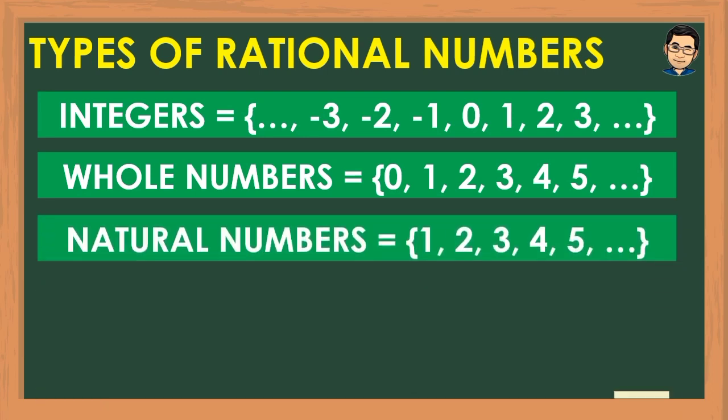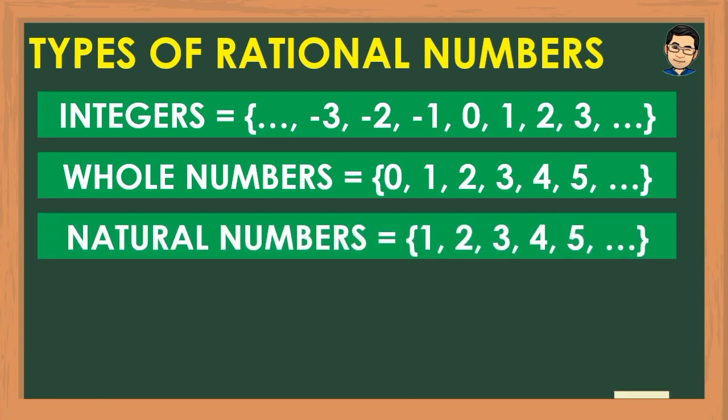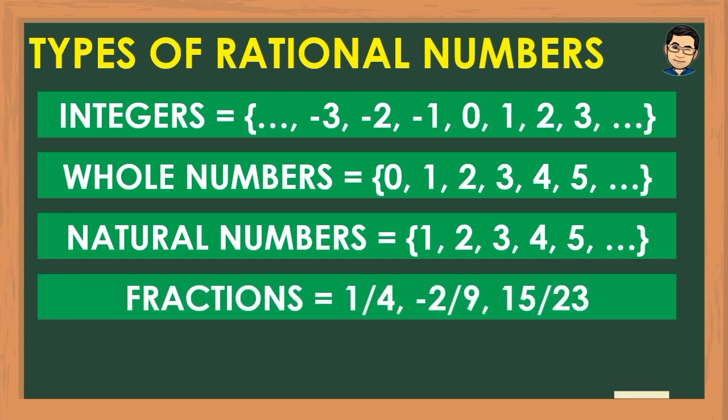When we talk about natural numbers naman, natural numbers are what we call counting numbers. Kapag nagka-count tayo, we start with 1, and then 2, 3, 4, 5, and so on. Ang pinagkaiba lang ng whole number tsaka natural number, hindi po kasama sa counting numbers yung 0. And then we also have fractions. Examples of fractions: 1/4, negative 2 over 9, 15 over 23.